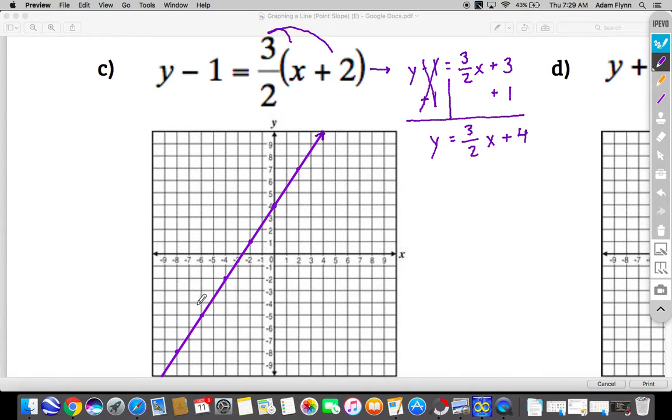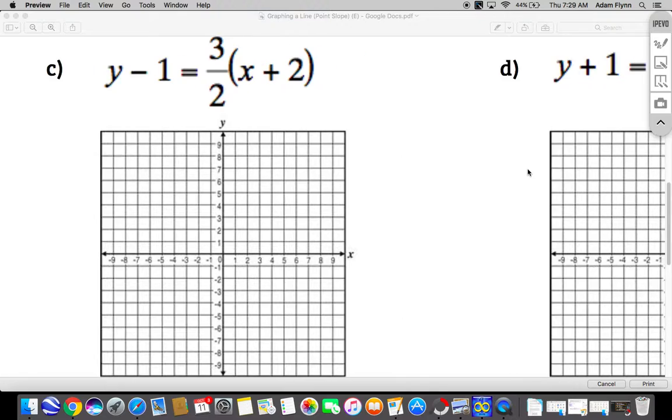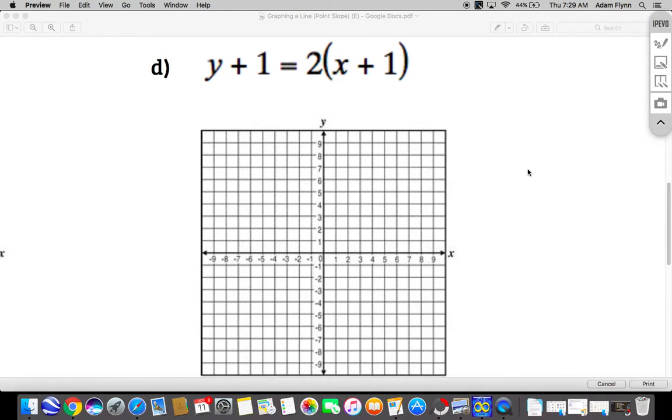And don't forget the arrows, because after all, this is a line. Okay, if I'm going too fast, feel free to stop, but I am moving on to letter D. Alright, no fractions for this one.